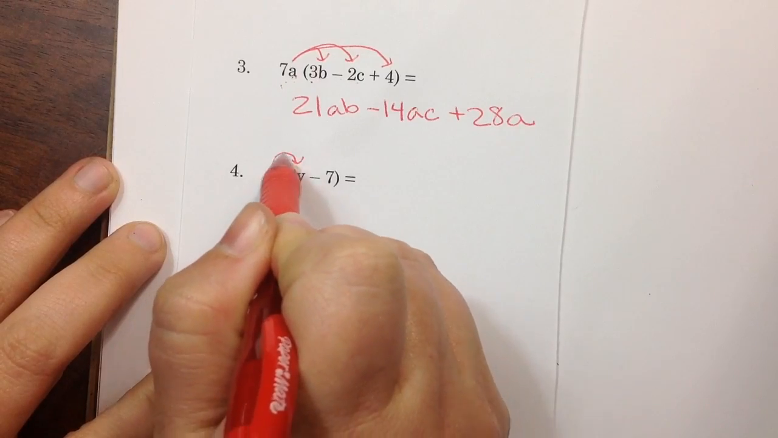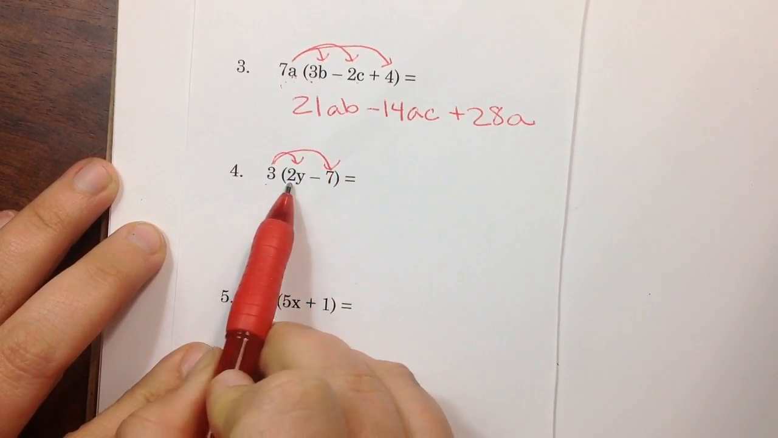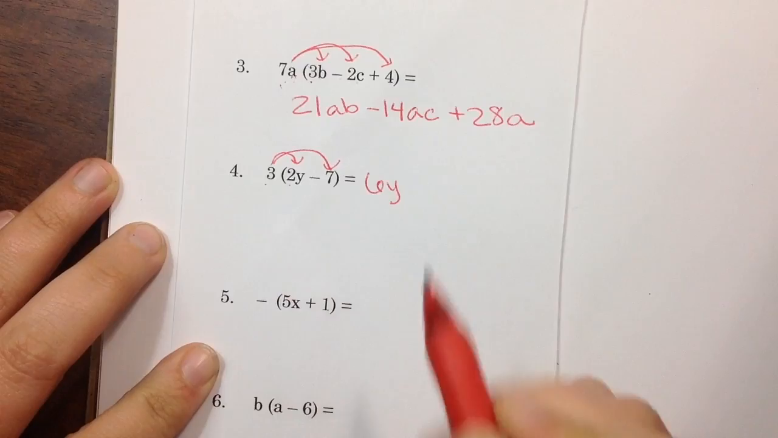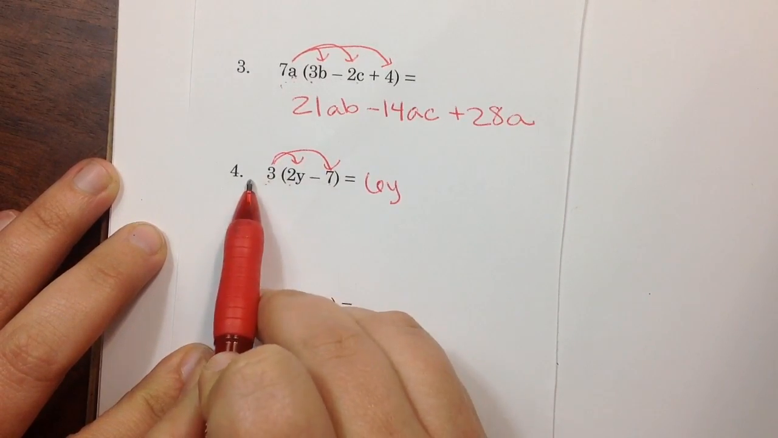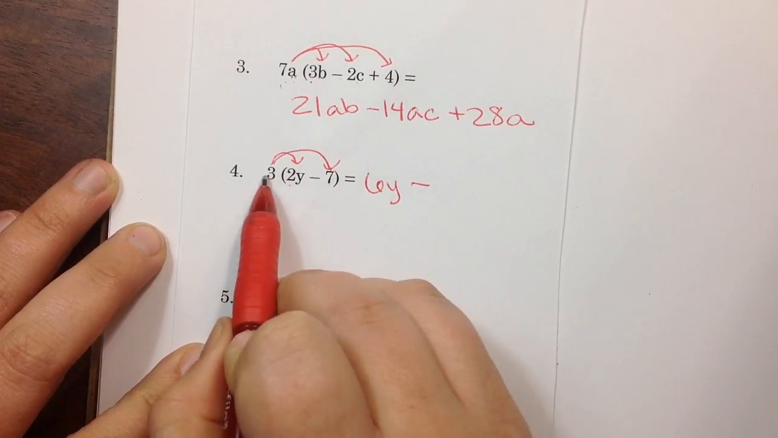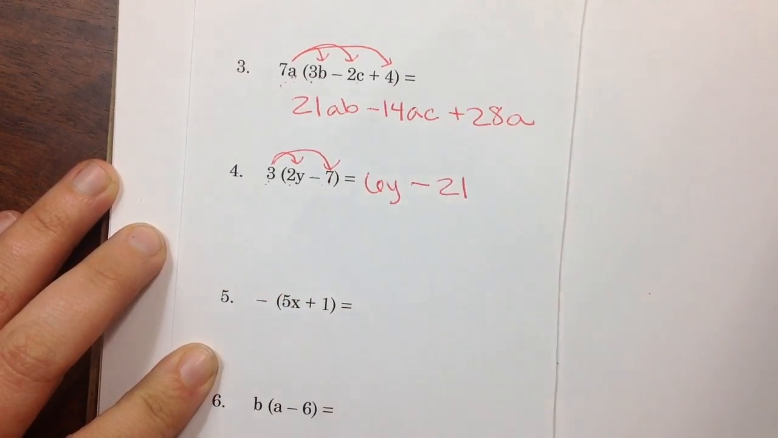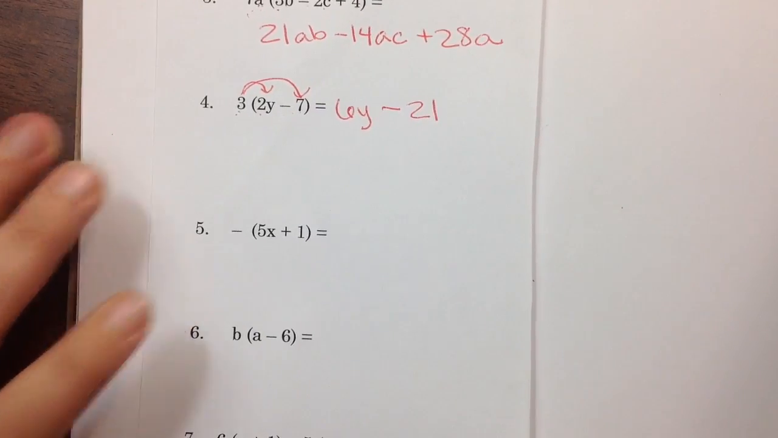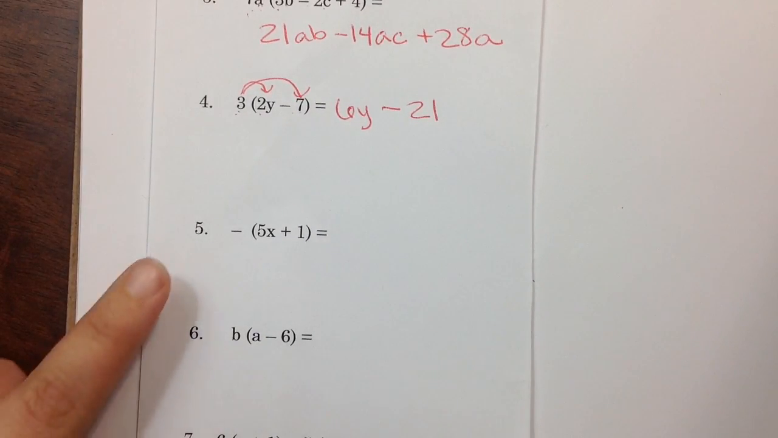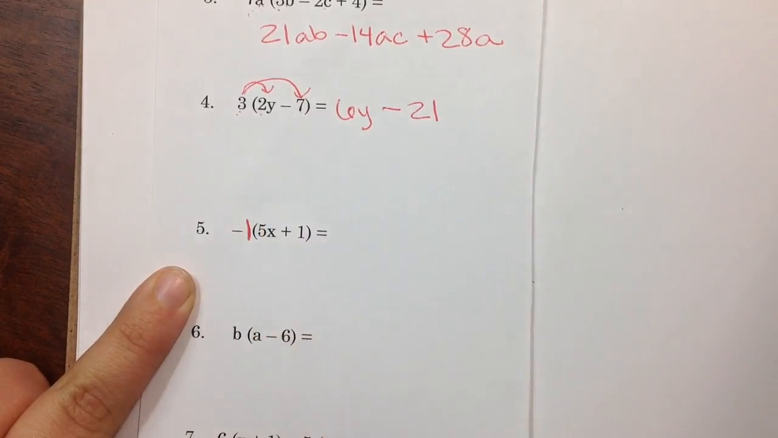Again, we draw our distributive arrows. 3 times 2 is 6. The y would stay. Positive 3 times negative 7. Positive times negative is a negative. 3 times 7 is 21. Now, out here, if we pay attention, there's just a negative symbol outside the parentheses. It's the same thing as there being a negative 1.